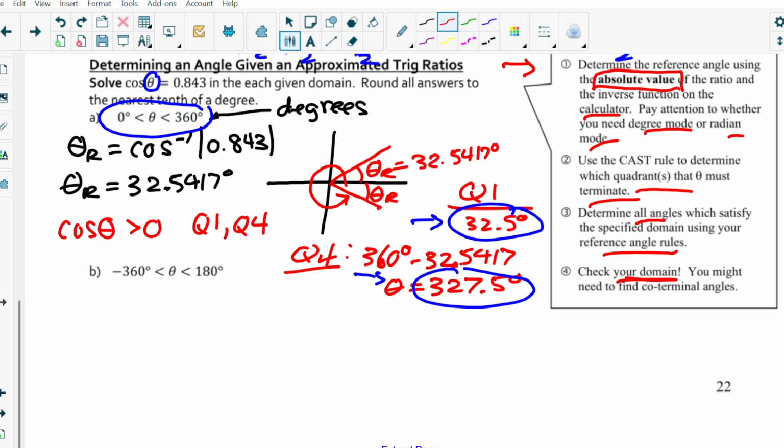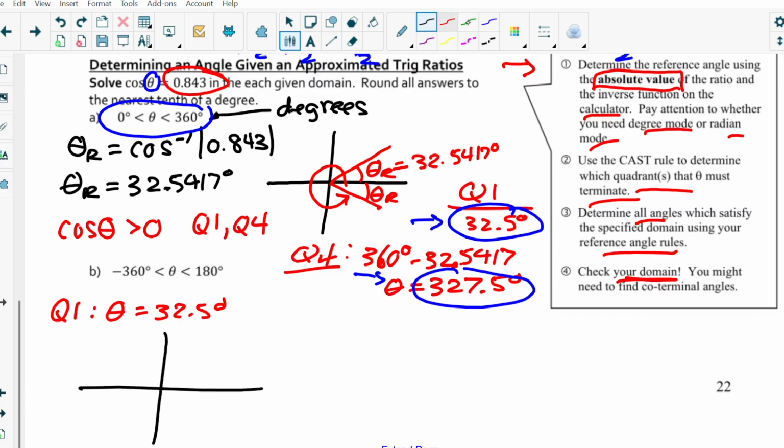Again, make sure your calculator's in degree mode. This time, negative 360 to 180 is my domain. Okay, we're using the same trig ratio, right? This is just part 2. Quadrant 1, theta equals 32.5 degrees, still the same. This is the same solution from before, and that's within our domain.